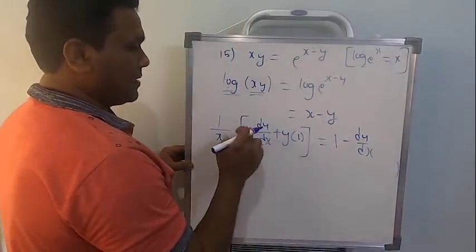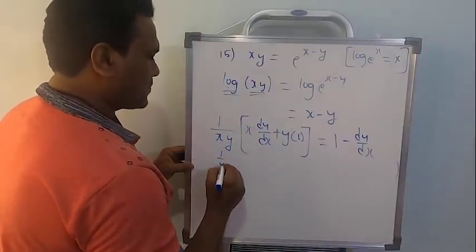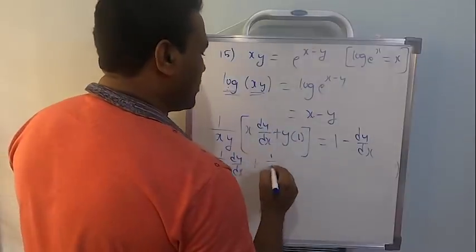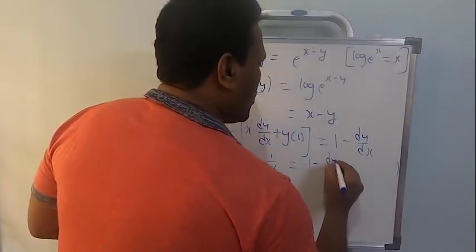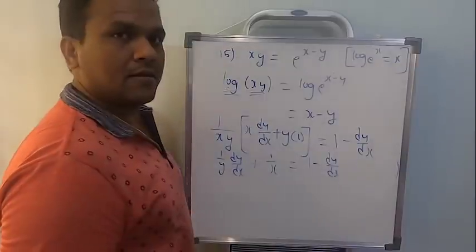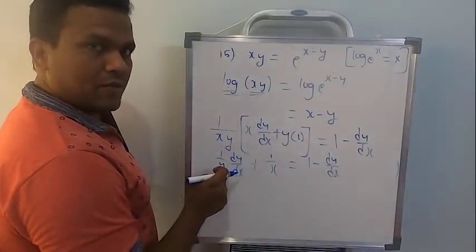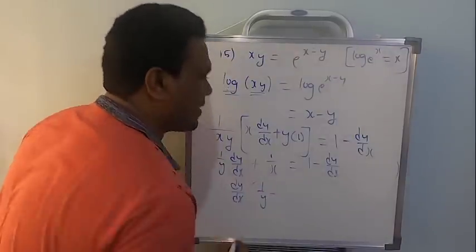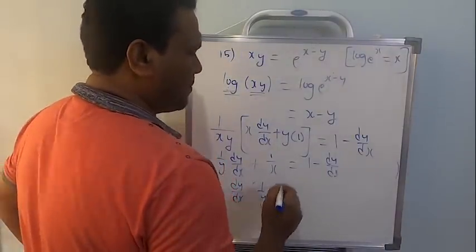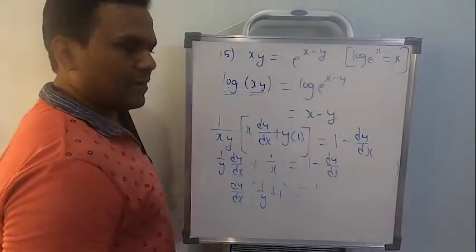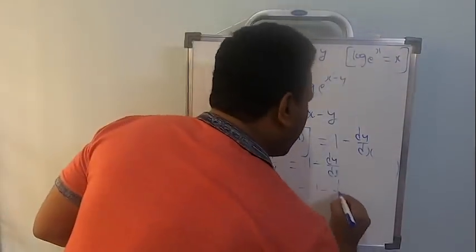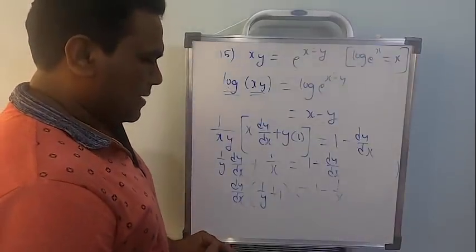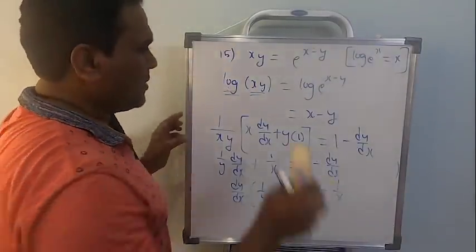So let's multiply this. When I multiply, x gets eliminated, 1 by y dy by dx plus y gets eliminated, 1 by x. The right side is 1 minus dy by dx. So let's collect the terms of dy by dx to one side and take common. After taking dy by dx common, 1 by y, on shifting this minus will become plus. The right hand side we already have 1. Now this 1 by x is going to be shifted, so it's going to be minus 1 by x.